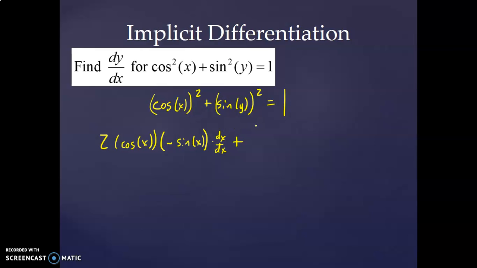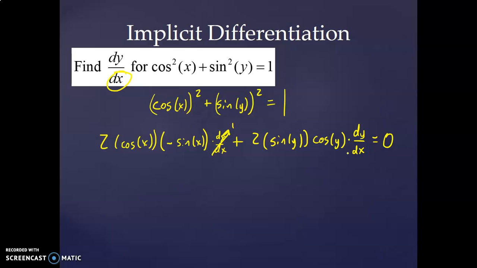All right, same idea here. So 2 times sine of y, the new exponent is 1, I don't need to write that, times the derivative of sine of y, which is cosine of y, times the derivative of y, which is dy dx. Since we're taking the derivative with respect to x on this problem, then dy dx is going to stay there. dx dx is going to go away because that's 1. And again, when you take the derivative of a constant, you get 0.